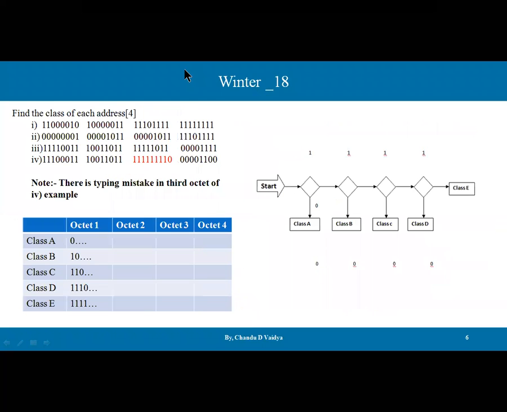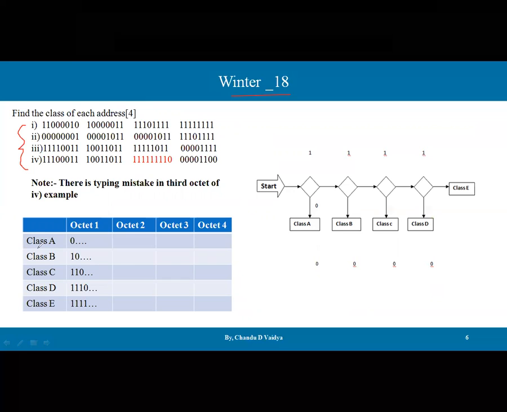Then there is another question for 4 marks in Winter 18. This time they have given the binary bits of IP addresses, and they ask to find the class of each address. So here there is another mechanism available to identify the classes of the IP address. There is a flowchart, guys, and one table available.